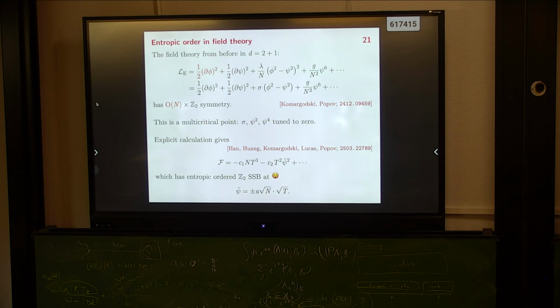Okay. So here phi is an n component vector? Yeah, sorry, I just didn't put vector indices. Yeah, so psi is a scalar, phi is an n component vector.